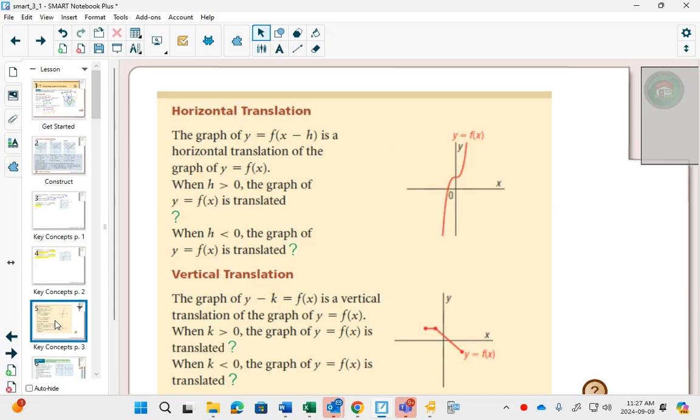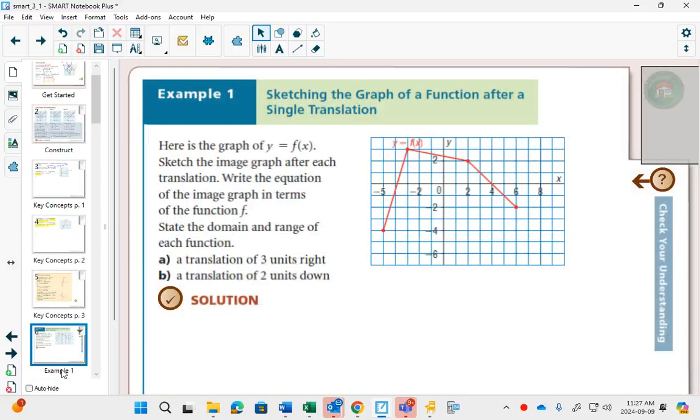And sometimes they try to generalize things in these color boxes. Sometimes I will say this is really, really good information. This one we're going to skip. And we're going to go to our first example.